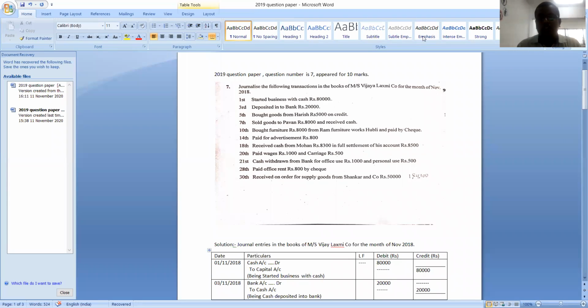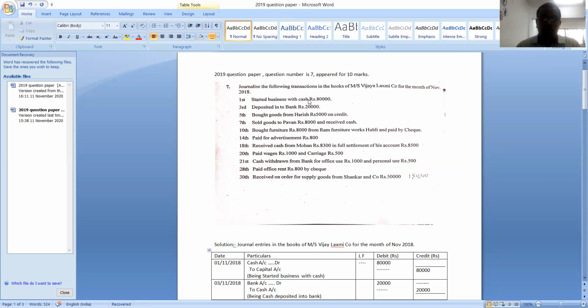Here the first transaction is: started business with cash rupees 80,000. I told you that before passing journal entries we need to process the transaction. We should see which two accounts are involved in the transaction. Later we should see which category those two accounts belong to. Later, based on the situation, we need to apply the rule of debit and credit to those two accounts. That is how we need to pass the journal entries.